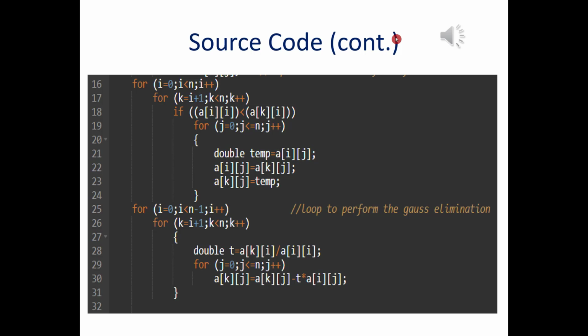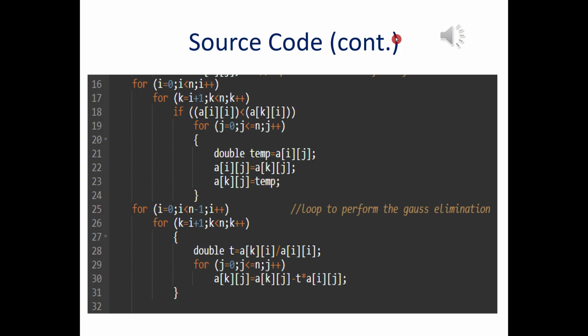So we have to rearrange with the adjacent row so that we can obtain a reduced row form. In line 16, for i equal to 0, i less than n, i plus plus. So i starts from the first row. Then for k equal to i plus 1, k less than n, k plus plus. The k starts from the next row after i. Then if a[i][i] is less than a[k][i], it checks whether the above element is smaller than the one below, and if it's true, the whole row gets swapped. Same as what we do in the row interchange operation.